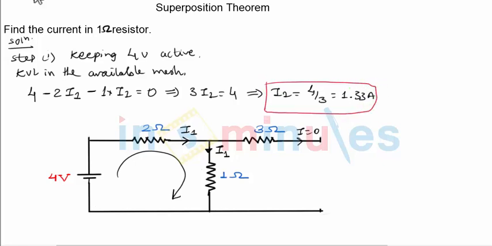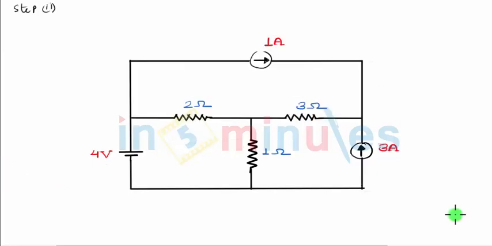Likewise, now we find out the remaining two values of current I, this time due to the two current sources that we have in the circuit. So that's step 1. Let us now proceed to step number 2. We consider the original circuit once again, and in step number 2, I'm going to keep the 1 ampere current source active. So keeping 1 ampere active, we will now have to replace the 4 volt source and the 3 ampere current source.